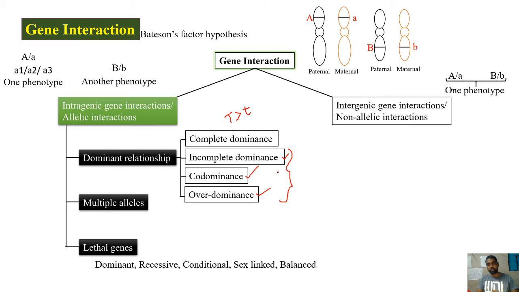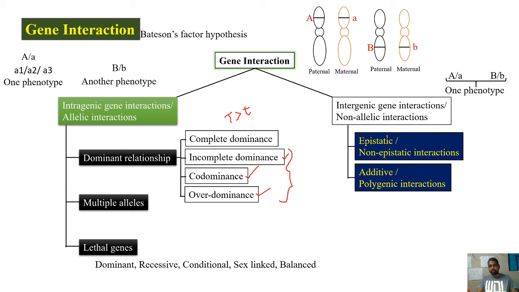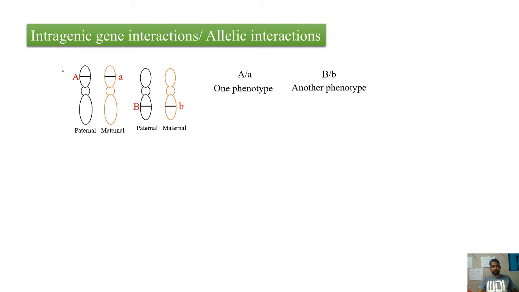Now coming to these intergenic interactions, it can be epistatic or non-epistatic interaction, or maybe additive or polygenic interactions. This we are going to discuss in the next lecture. And lethal alleles can be of dominant, recessive, conditional, sex-linked, balanced. These are all the different types of lethal alleles, that is, genes responsible for the death of the organism.